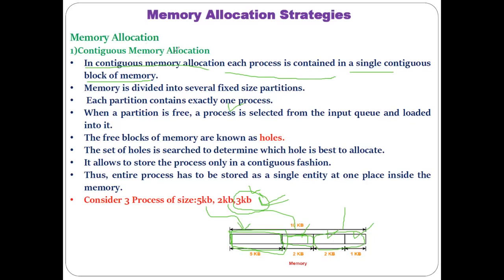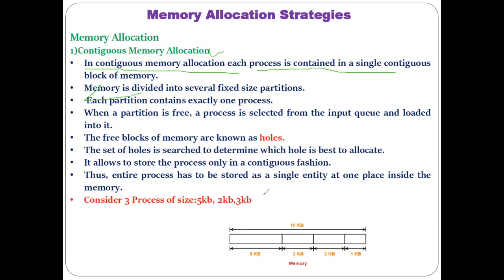Understood? And that is not allowed in contiguous memory allocation. That is the reason it is said that in contiguous memory allocation, each process is contained in a single contiguous block of memory. Even if memory is available by combining the blocks, it is not possible in contiguous memory allocation to allocate the memory for certain processes.